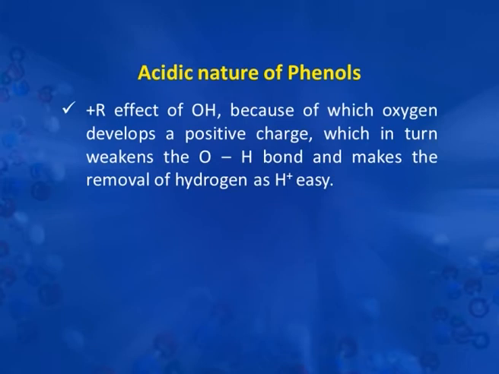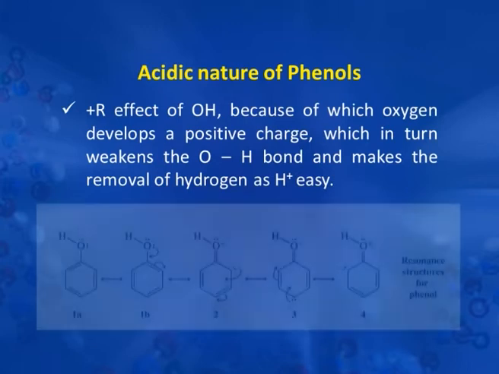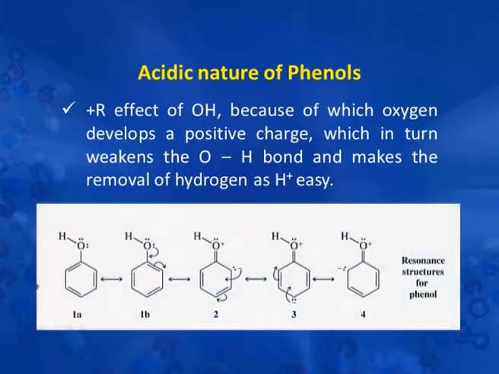One is the plus R effect of the hydroxy group present on phenol, because of which you can see here in this resonance structure that the oxygen in these three structures develops a positive charge. As a result, this oxygen-hydrogen bond becomes a weaker bond and removal of proton as H plus becomes easier. As a result, we can say that phenol shows acidic nature.